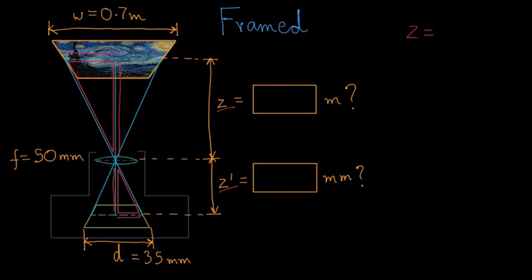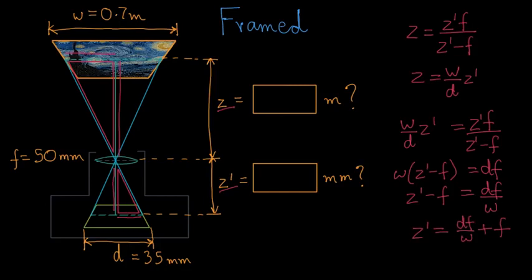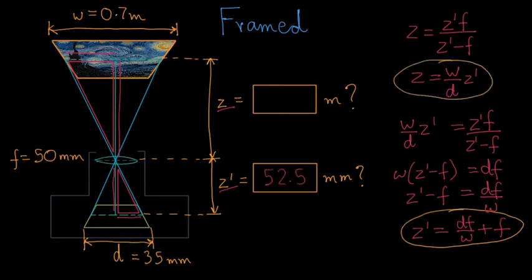Remember we found earlier that z equals z prime f over z prime minus f. And now we saw that z equals w over d times z prime. Equating these two and solving further, we have z prime equals df over w plus f. Now put in the values of d, f, and w here. You should get z prime equals 52.5 millimeters. Putting that here should give you z equals 1.05 meters.